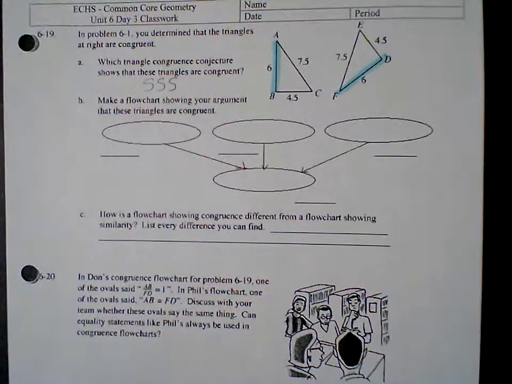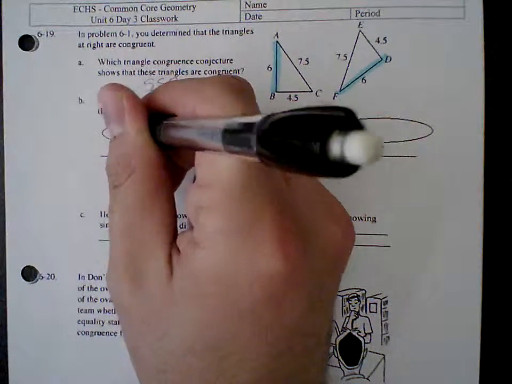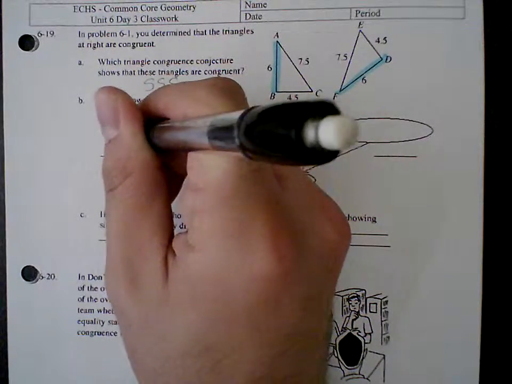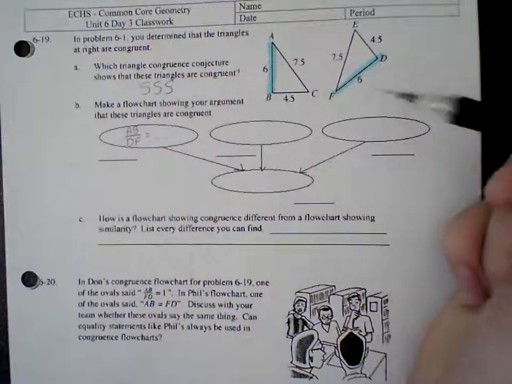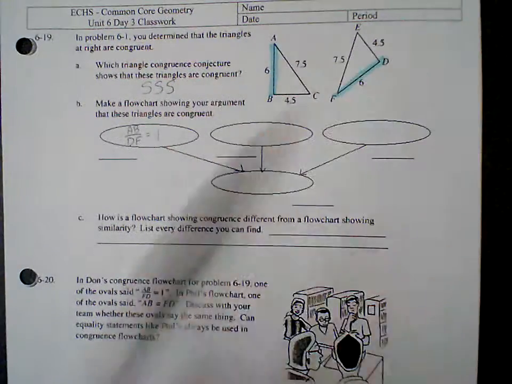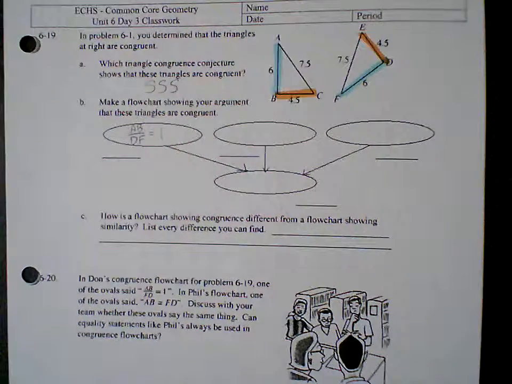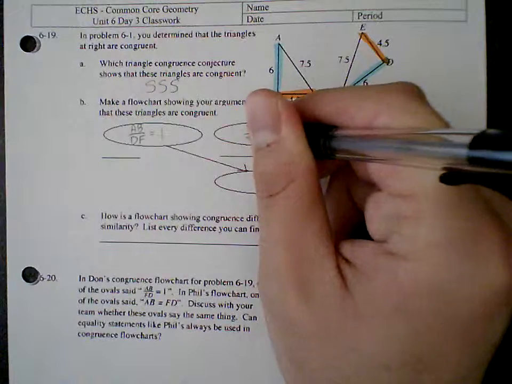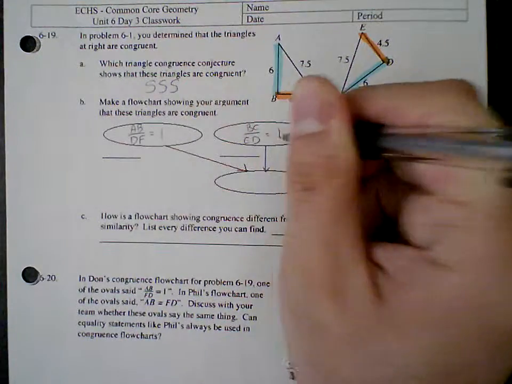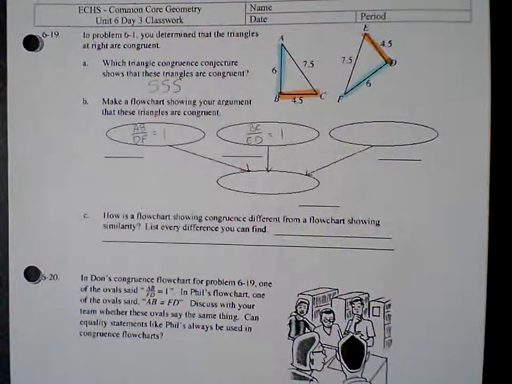So let's start with the blue sides. We've got AB is 6 and DF is 6. So AB over DF. If we divide 6 divided by 6, we're going to get 1. So there my slope ratio is 1. Now looking at the orange ones, we've got BC and ED. So BC over ED, 4.5 divided by 4.5 is also going to equal 1.